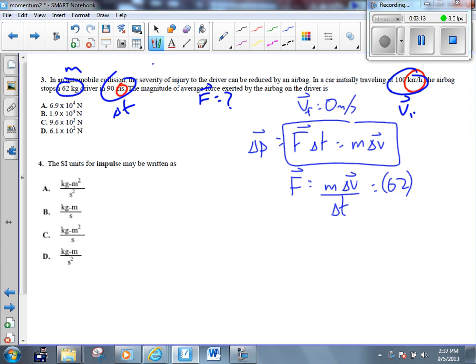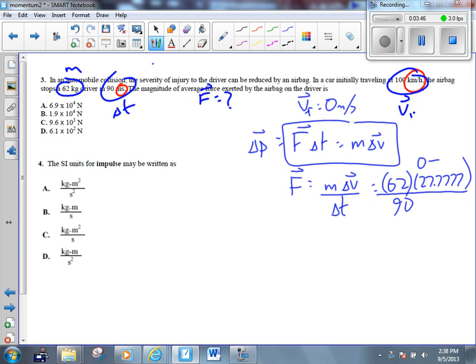How do you convert 100 kilometers per hour to meters per second? Divide by 3.6. And again, I'm getting 27.7777. The final velocity would actually be 0. So it's 0 minus 27.7777. The time is 90 milliseconds. If you take a look at your data sheet, page 2, there's a section right in the middle of that page that says SI conversions or SI prefixes or something like that. Prefixes used as SI units.